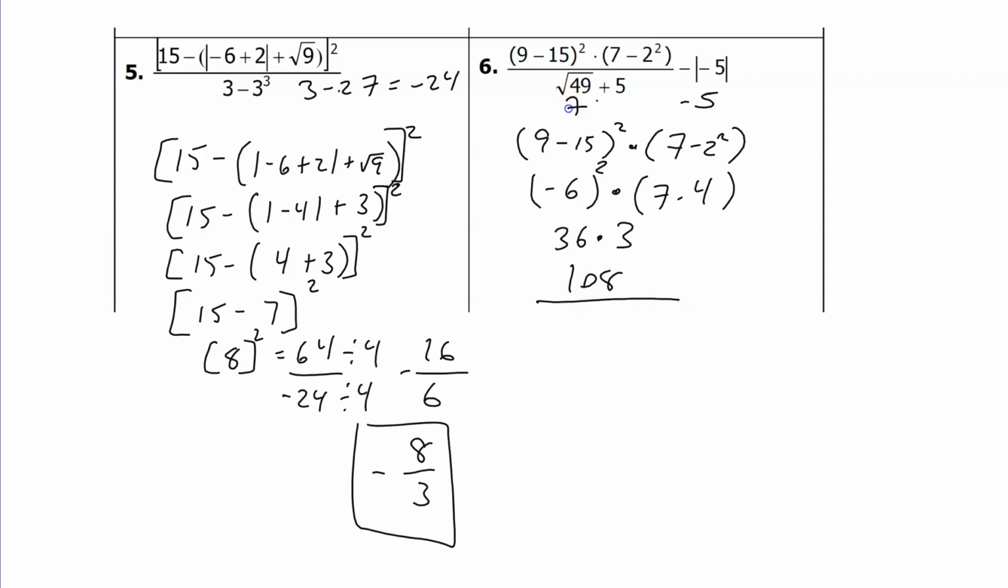Square root of 49 is 7. 7 plus 5 is 12. And we're going to minus 5 when we're done. All right, 108 divided by 12 is 9, and 9 minus 5 equals 4. All right, so I hope you were able to work those out. Couple of different ways to write it. It's all up to you.